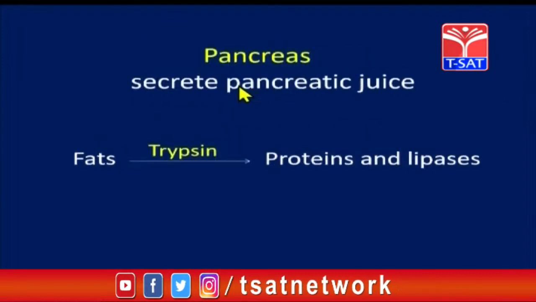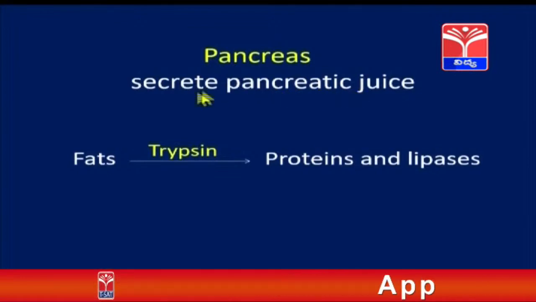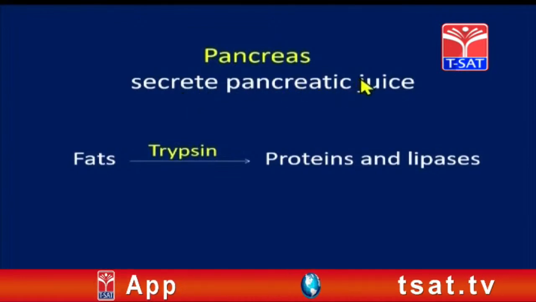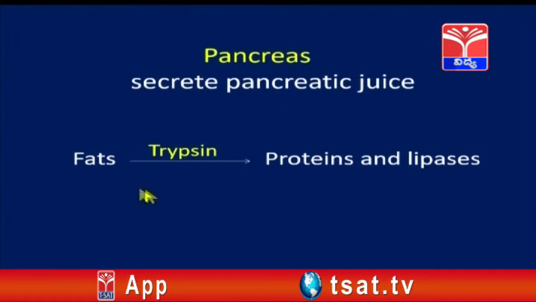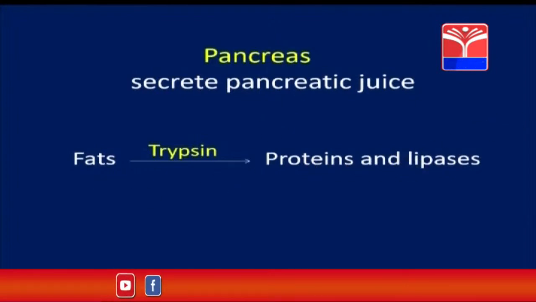What is the pancreas doing? The pancreas secretes pancreatic juice. So the pancreas, which secretes pancreatic juice, also plays a major role in breaking down fats, proteins and lipids.